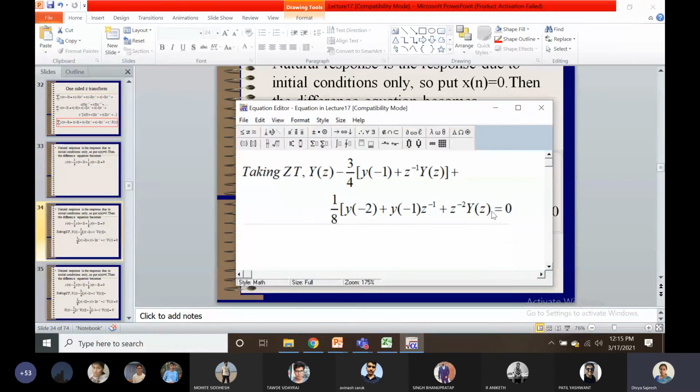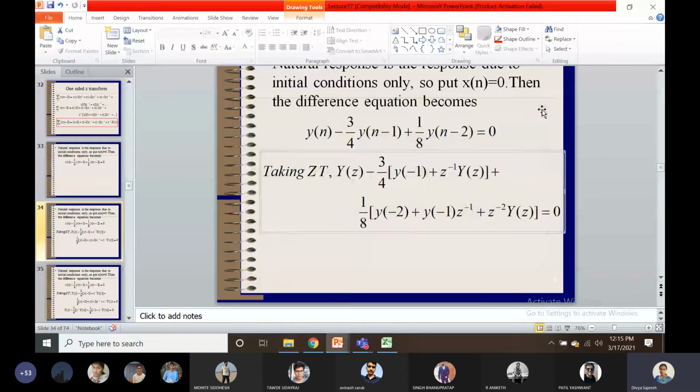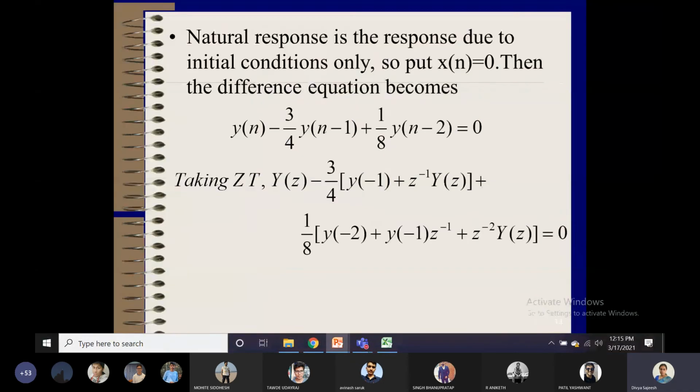So let us close the bracket. That is equal to 0. Now let us apply the initial conditions. What are the initial conditions given in the question? Anyone noted it? Y of minus 1 is how much? And y of minus 2 is how much? Y of minus 1 is 0. Y of minus 2, is it 1 or minus 1? Minus 1, ma'am. So y of minus 2 is minus 1 and y of minus 1 is 0.